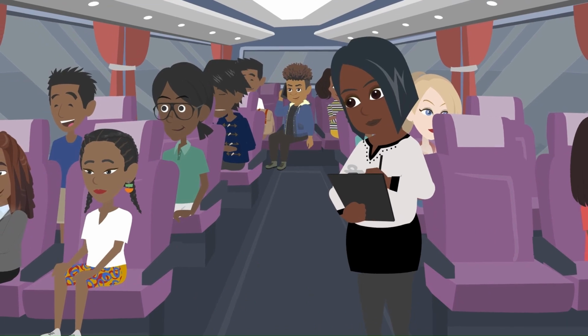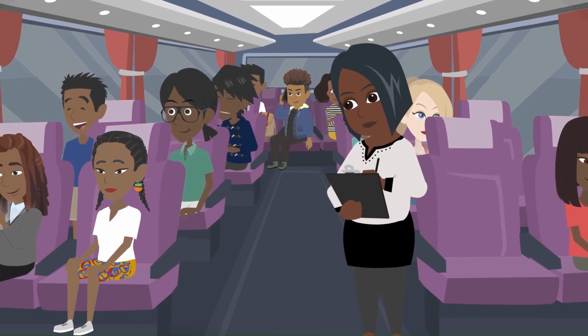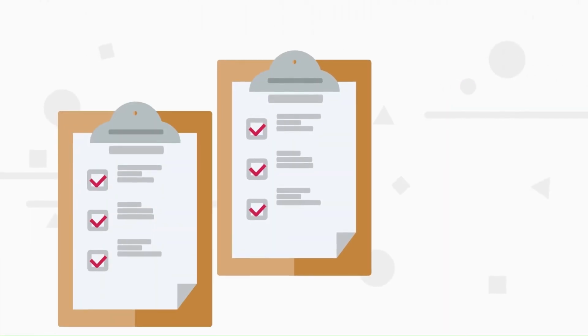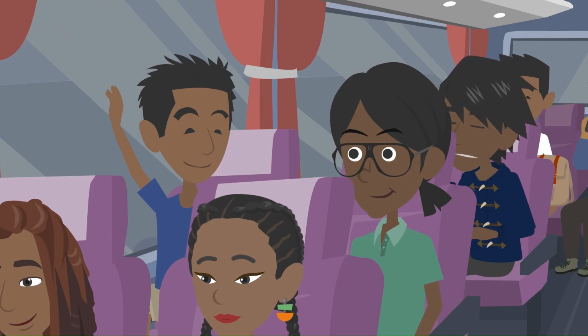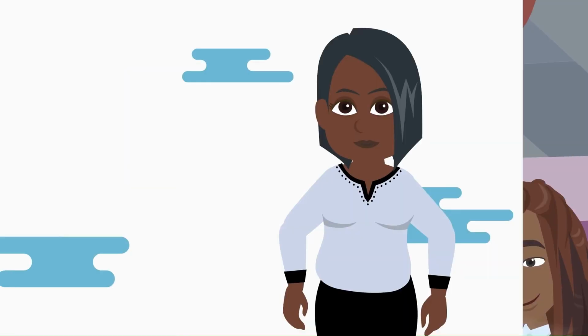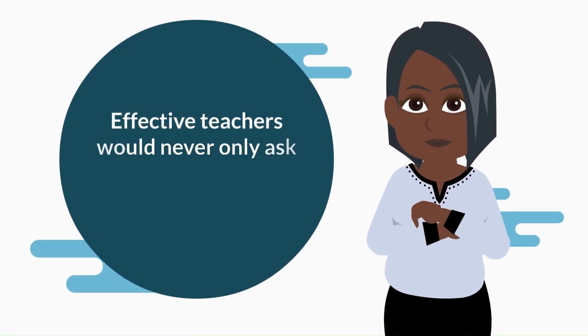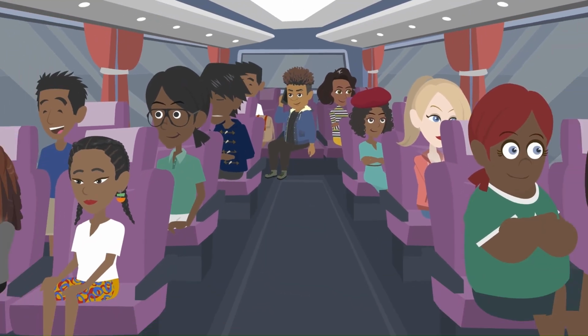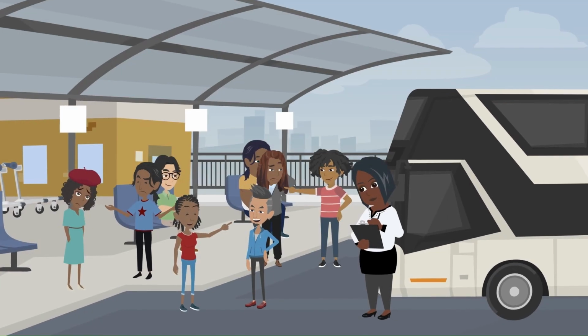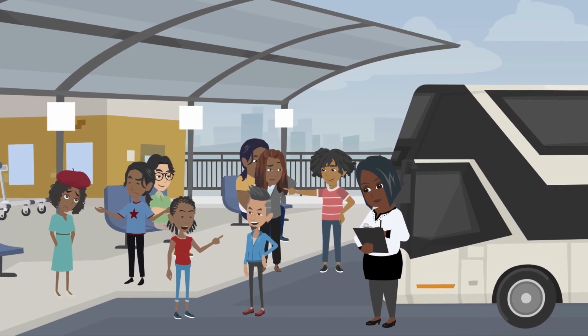When teachers check to see if all students are accounted for on a field trip, it typically includes a teacher retrieving a roster, the teacher saying every student's name and the student affirming that they are there. Effective teachers would never only ask for some students to speak up. They ask for all.